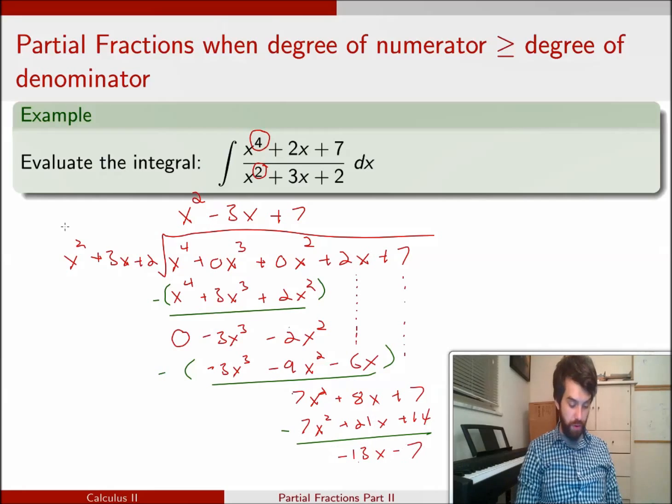This is a smaller degree than the x squared. That means I am done. I have everything. And here is our grand conclusion.